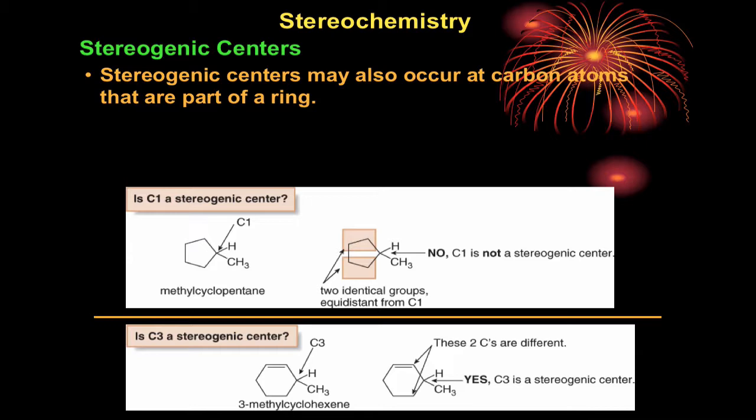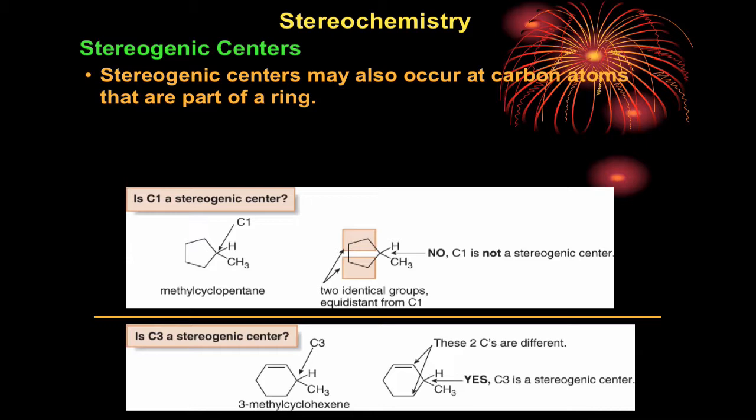Because we have two identical groups, right? But more importantly, if you built the model, you would also see that there's a mirror plane of symmetry that goes right through these three atoms through the center of the molecule. Okay? However, if we change one of the groups, so in this case, put an alkene over here, now we do have a chiral center, right?